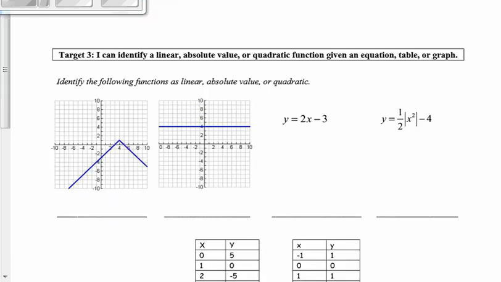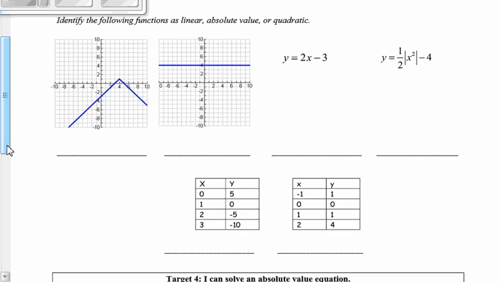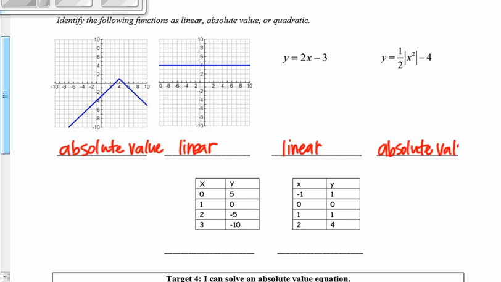Moving on to the second page, we're identifying our functions as linear, absolute value, or quadratic. So this first one is a V shape, so that would be absolute value. The second one is a line, which means it's a linear function. The third one, this is in y equals mx plus b form, which is how we write our linear functions. And then here we have an absolute value. So that's going to be an absolute value function. I know it has x squared, but the fact that we have absolute value brackets means that it's absolute value.